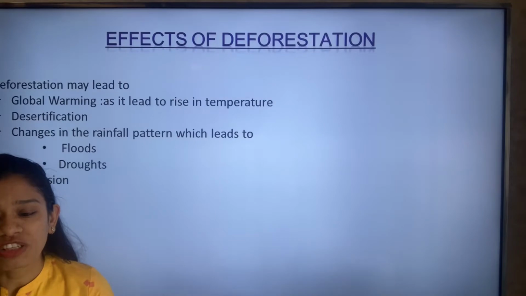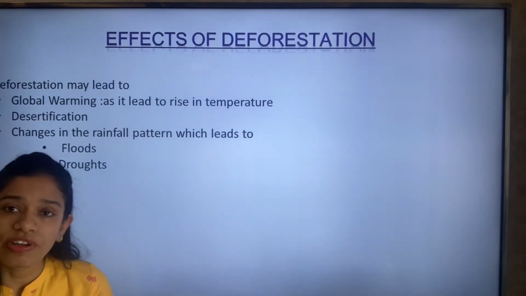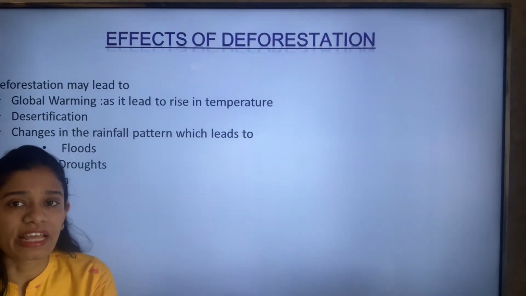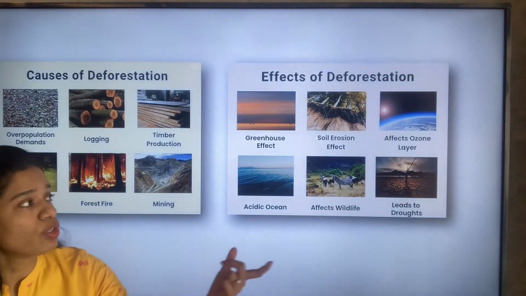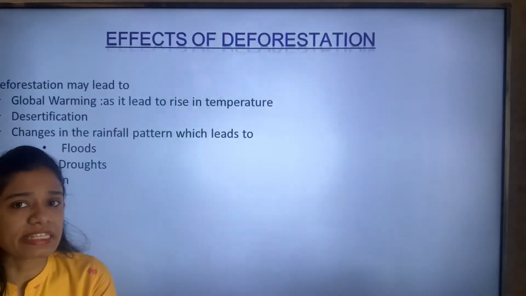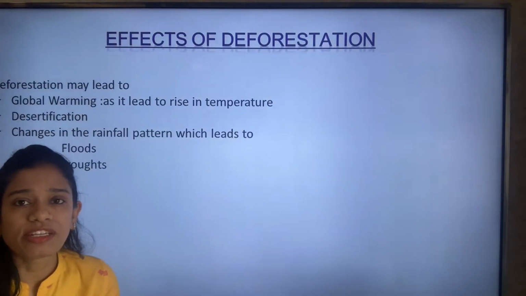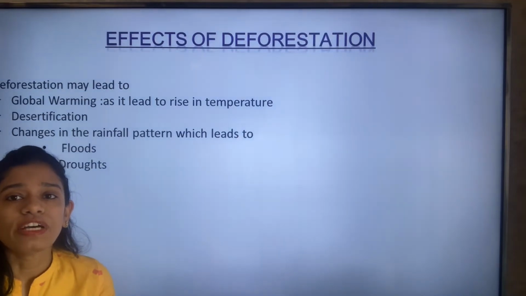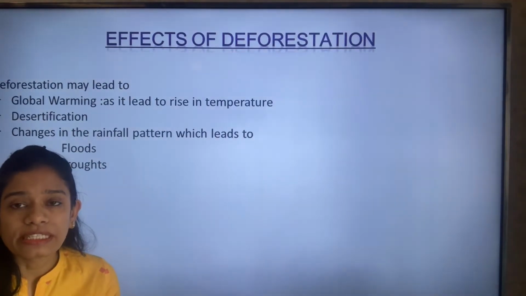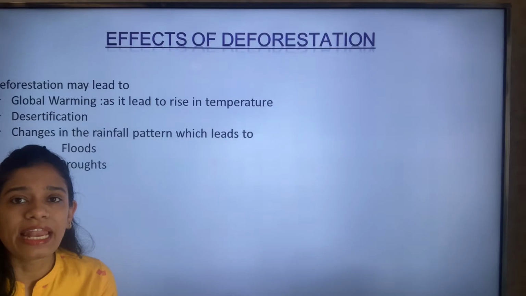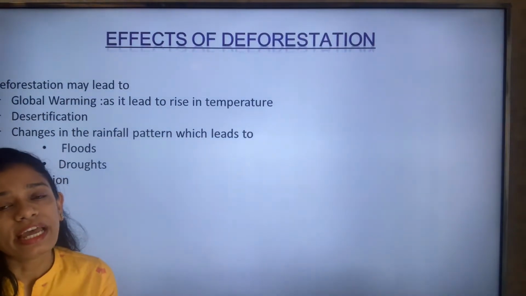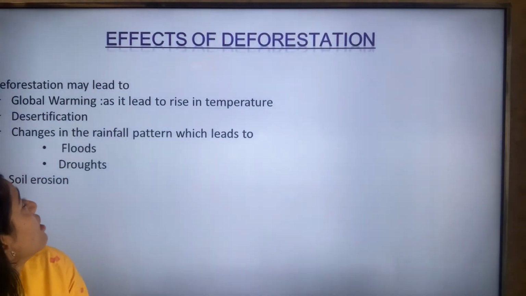What are the effects of deforestation, which we have already told you in my previous slide. Now let's again see the effects of deforestation. The first effect is global warming. I told you, because of the cutting down of the trees, the temperature on the earth is rising, and this has led to global warming.